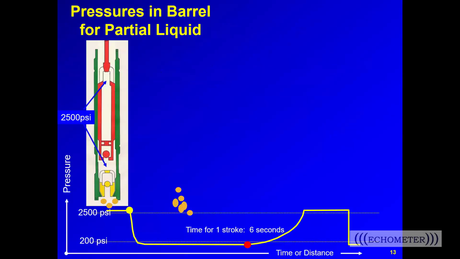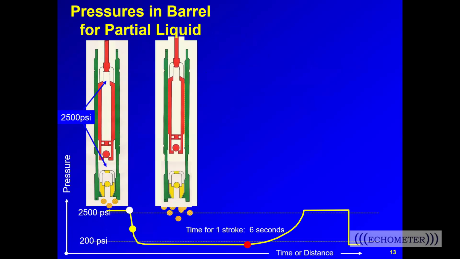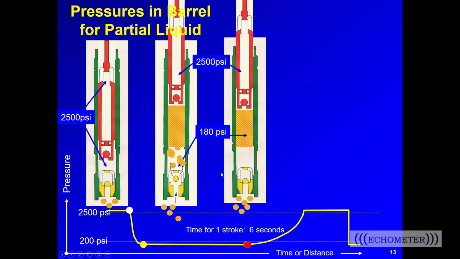Here's an example now where both gas and liquid are entering the pump at the pump intake. So at the bottom of the stroke, both valves are on the seat. We have an equal pressure of 2,500 psi above and below the traveling valve. The rods start pulling up during the expansion cycle. The pressure in the barrel drops to 180 psi, which is lower than the pump intake pressure, and the standing valve opens. Fluids enter the pump barrel through the standing valve, and at the top of the stroke, both valves are on the seat.